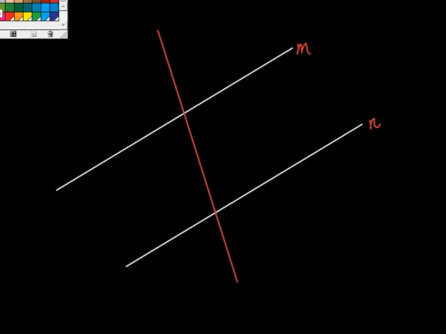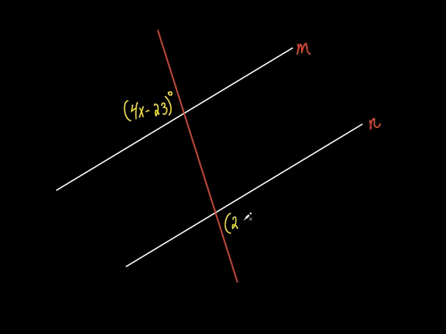And here's what they tell you. They tell you that this angle right here is 4x minus 23 degrees. Now, when they stick it right here, you know where it's between this side and this side, so it's this angle right here. Everybody understand that? How to label it? And they say this is 2x plus 17 degrees. So this one is 2x plus 17 degrees.